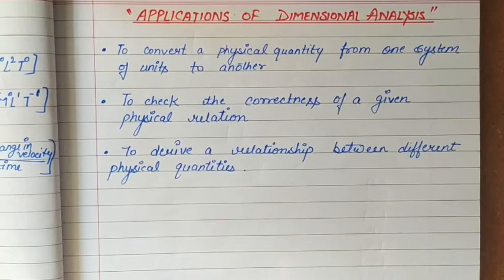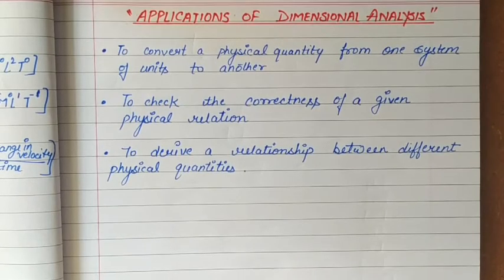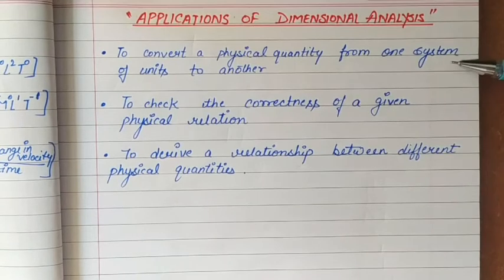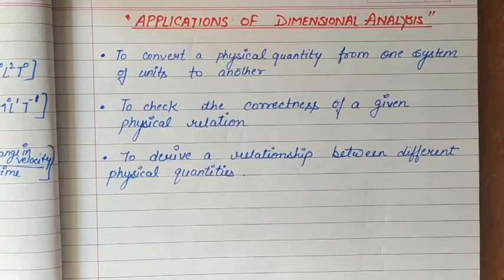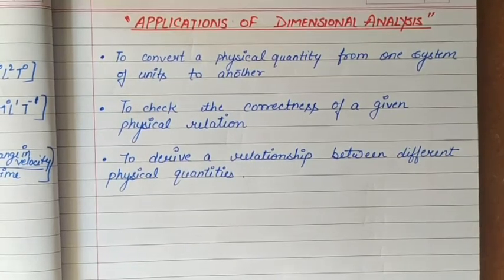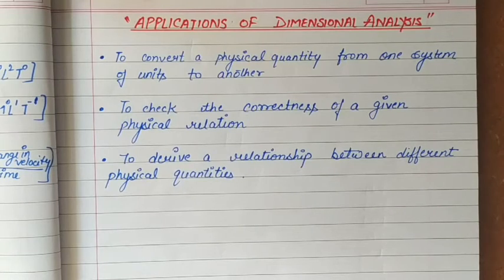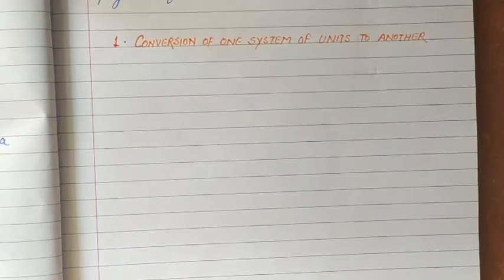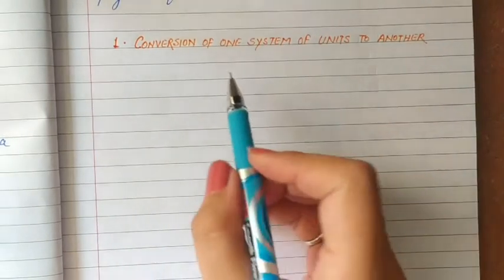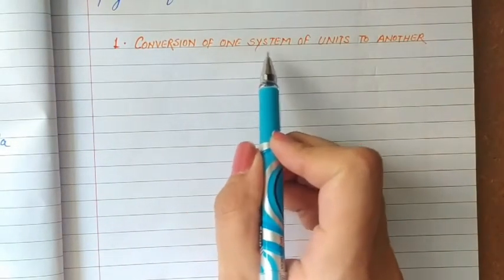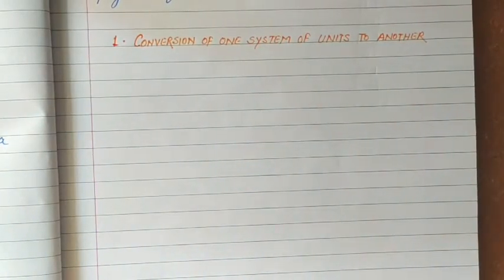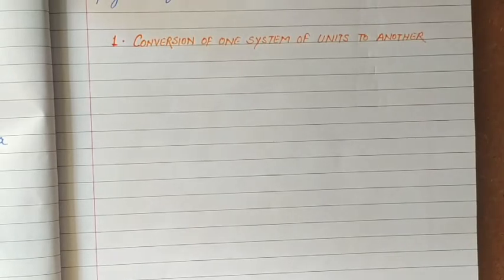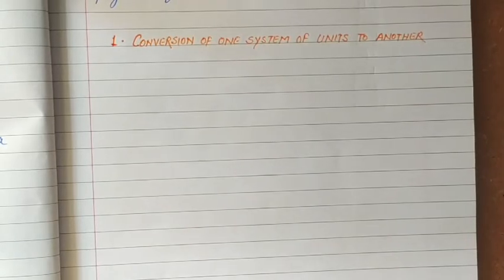So for applications we are going to split the video into three sections. In each section we will be studying one application of dimensional analysis. For now we are going to start with the first one, that is to convert a physical quantity from one system of units to another. So let's start with the first application of dimensional analysis, that is the conversion from one system of units to another. It is based on the fact that the magnitude of a physical quantity always remains the same, whatever the system of units we are using.